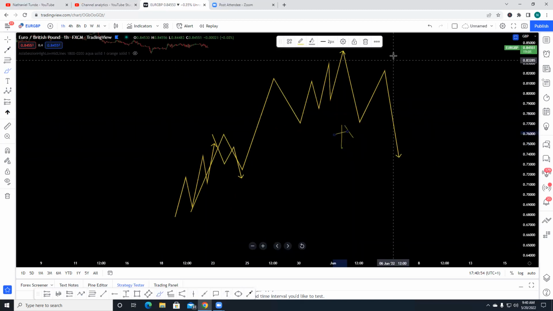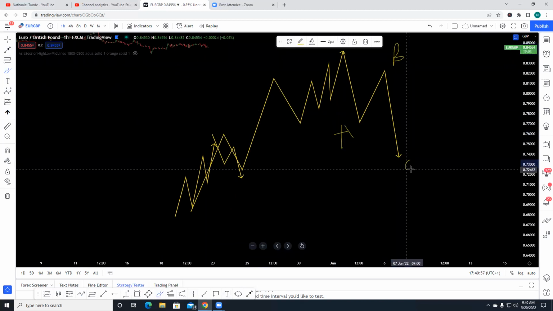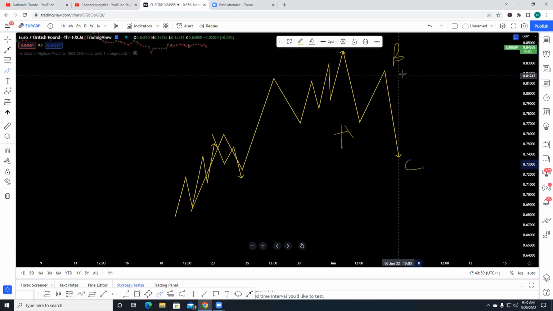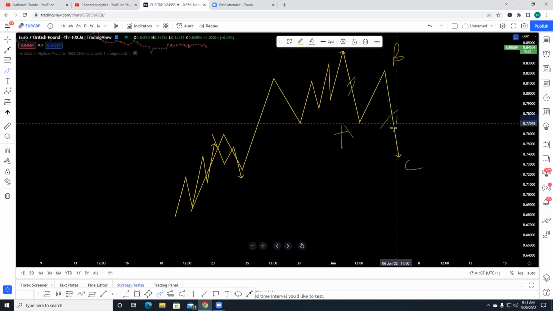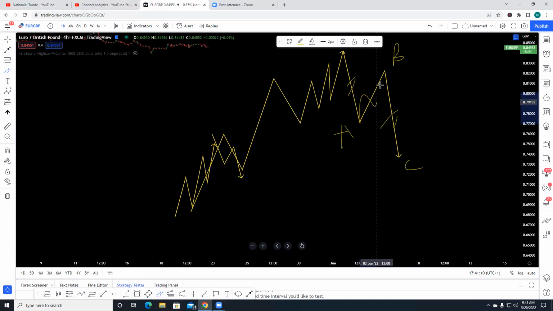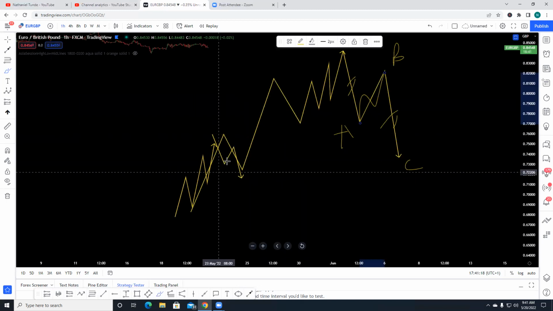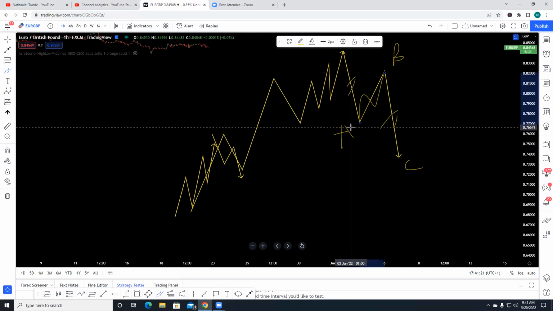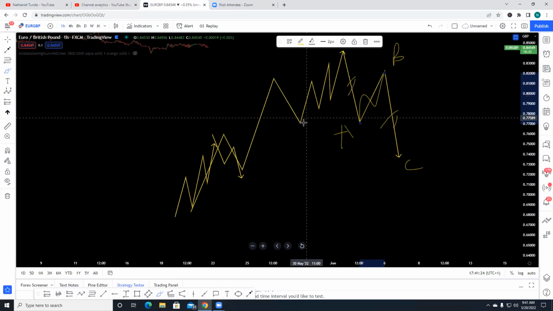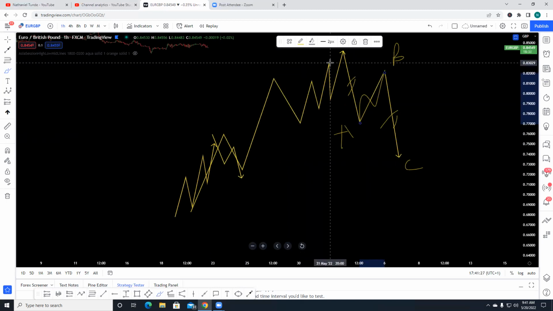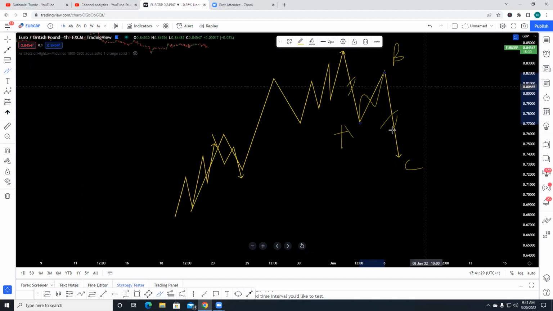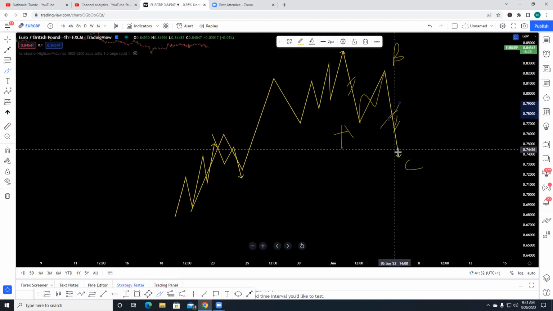You have A here, you have B here, you have C here, ABC. So this ABC is a corrective structure. The entire length ABC is a corrective structure with A is an impulse, C is an impulse, only B is a correction. Do you understand? So what you see in wave 1 of an impulse, you can see it in wave A of this correction. Anything that can fit into wave 5 of an impulse, which is the end of the impulse here, you can see it in wave C, in the end of correction.